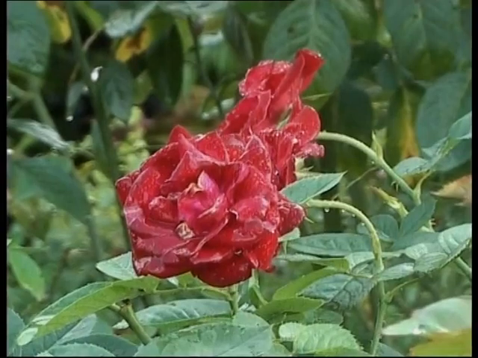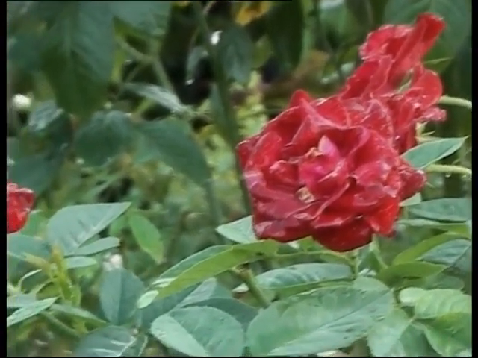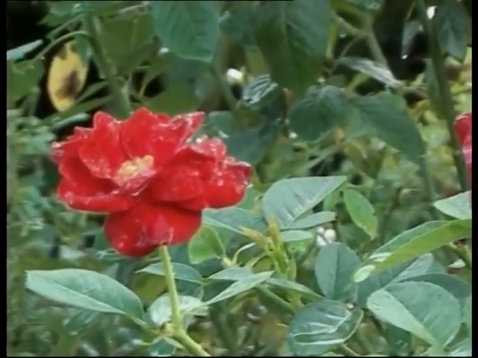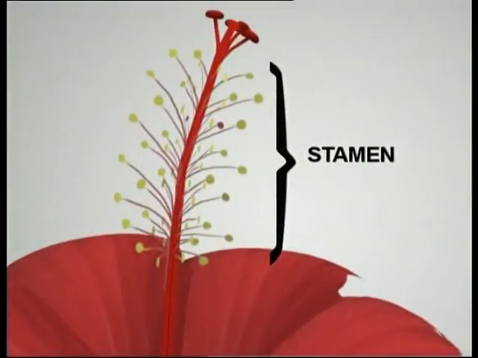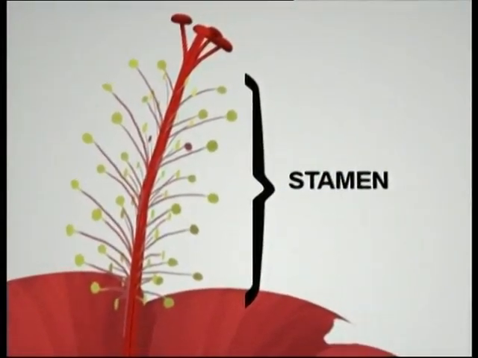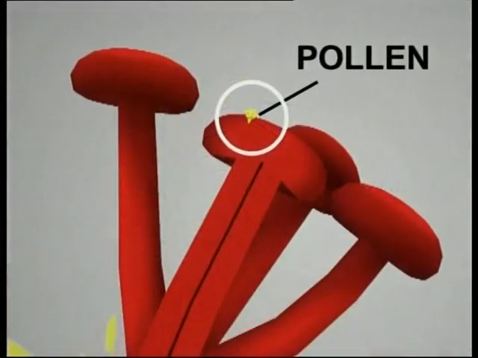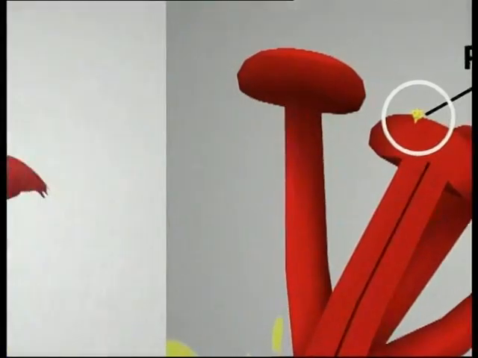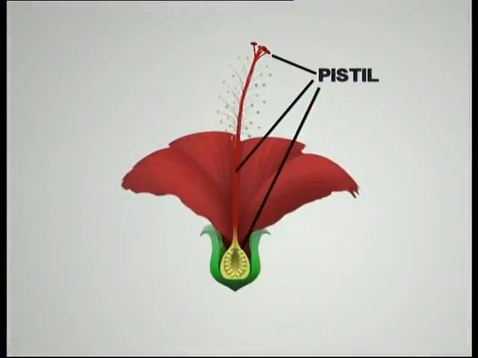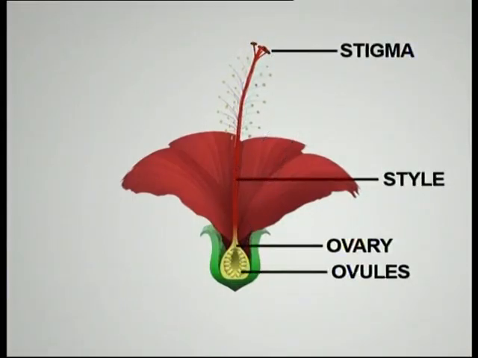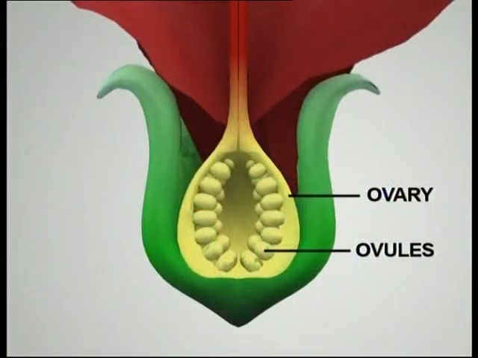Okay, let's recap what we have learned so far. Number 1. The flower is the sexual reproductive organ in plants. Number 2. The stamen is the male reproductive organ in the flower. The filament supports the anther. The male gametes are contained in the pollen grains. Number 3. The pistil is the female reproductive organ. It consists of the stigma, style, ovary, and ovules. The ovules are the female gametes in the ovaries.